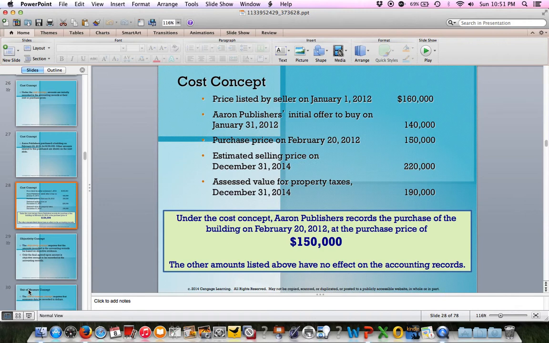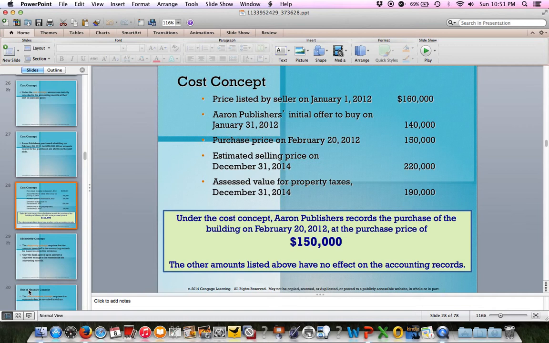But the reason we use cost is because we negotiated that. We've proven that this is the value because there was a back and forth negotiation and we agreed on this. So the seller listed it for $160, but that's not the cost because it was sold for less than that. There was an offer for $140. They met in the middle at $150.